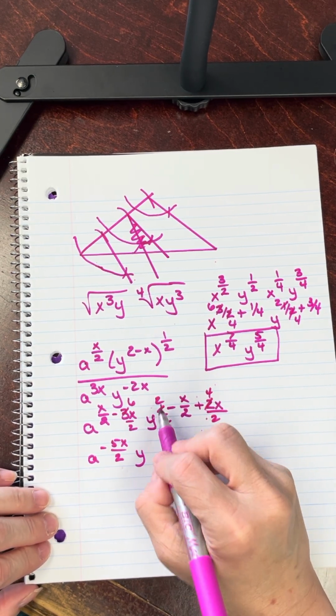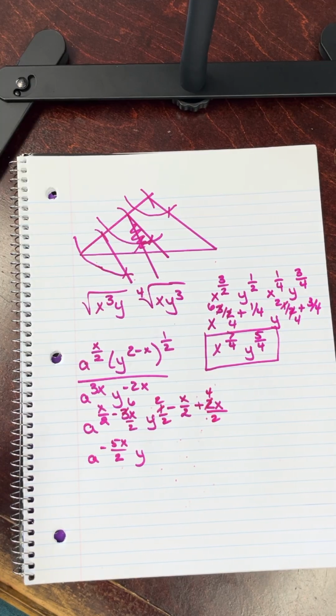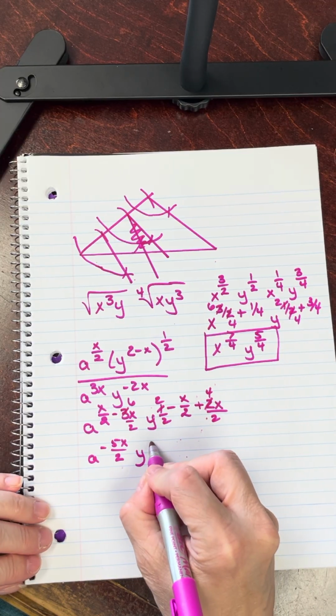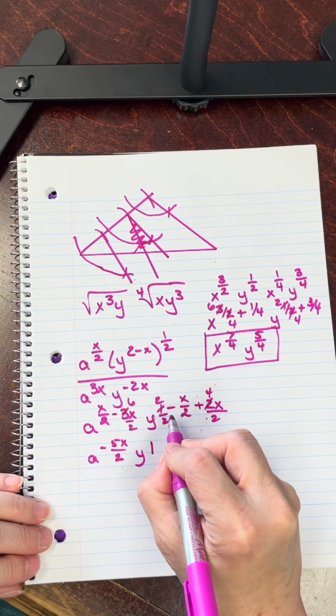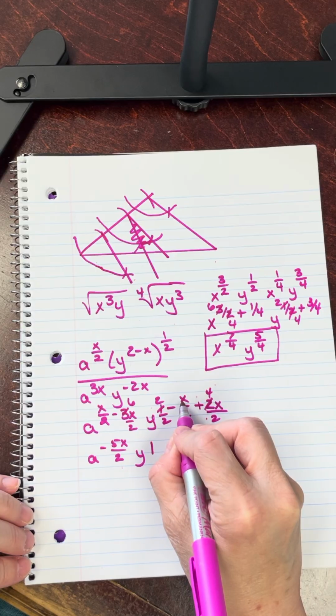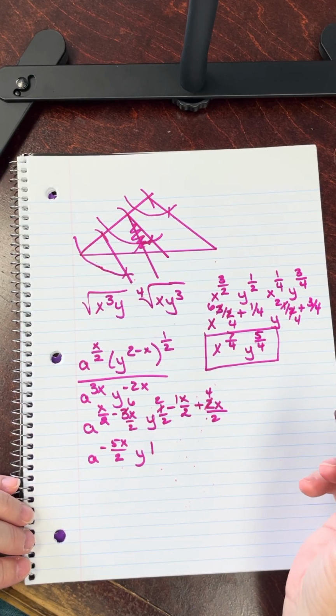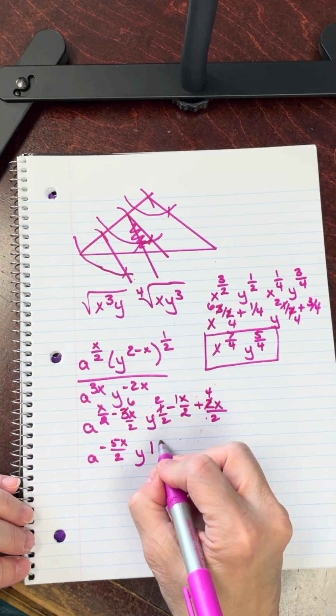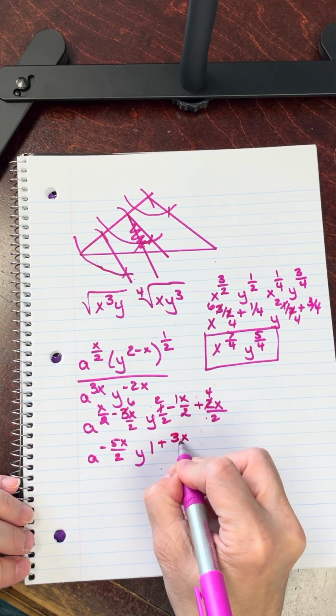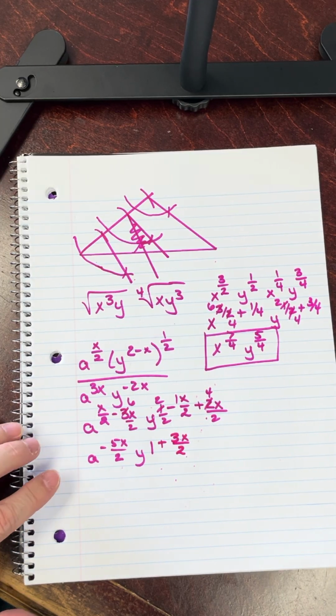So now this 2 over 2, I actually didn't need to change it because it doesn't have an x, so I could have left it 1. It kind of really doesn't matter. So we have 1, and then negative 1x implied plus 4x. So negative 1x plus 4x is positive 3x over 2.